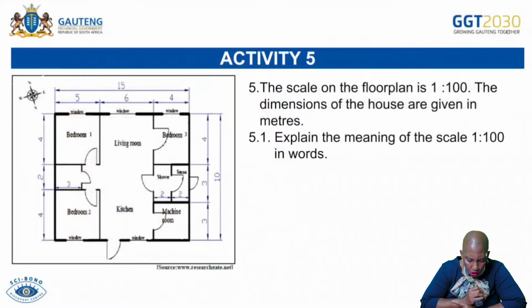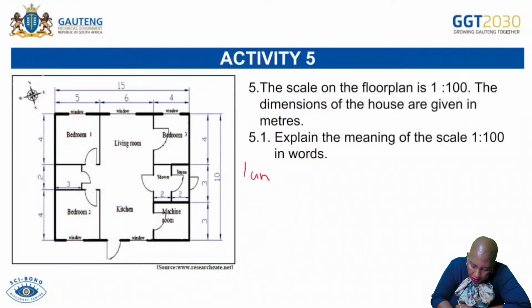Now let's come to this one. The scale of the floor plan is 1:100. The dimensions of the house are given in meters. Explain the meaning of the scale, 1:100. So we are saying it says explain the meaning.